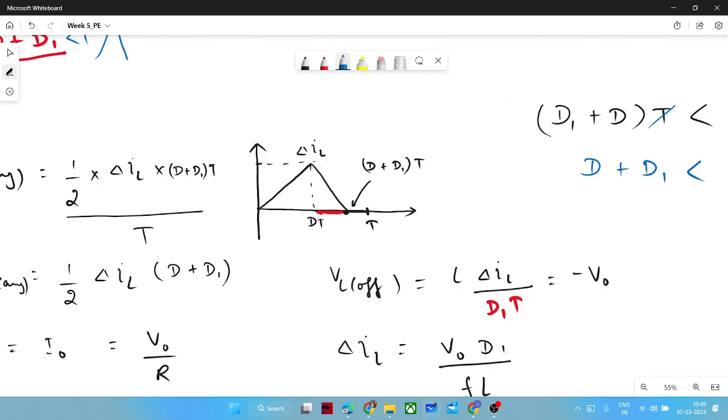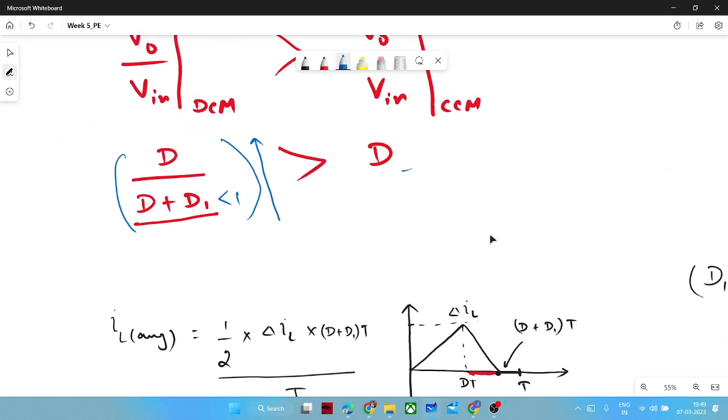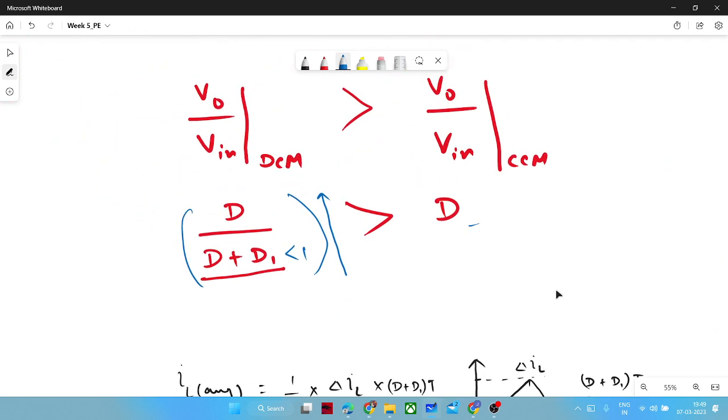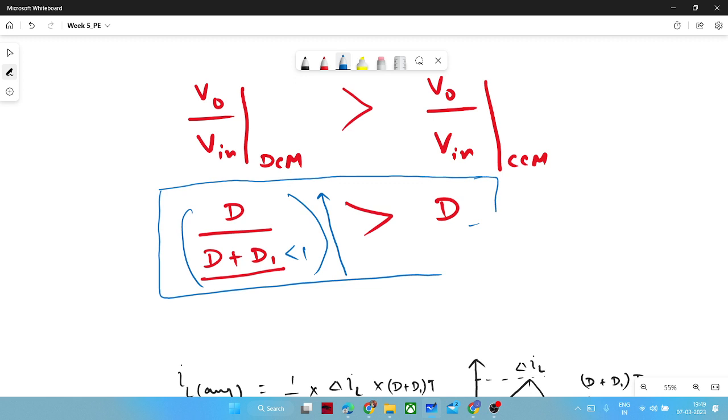Now you are saying that you are not okay with this term, that d by d plus d1 is higher than d. You are not okay with this term, right? Yes, sir. Because in the numerator we are adding the same number d with d1. So this d plus d1 is always higher than the numerator. So that term is true.